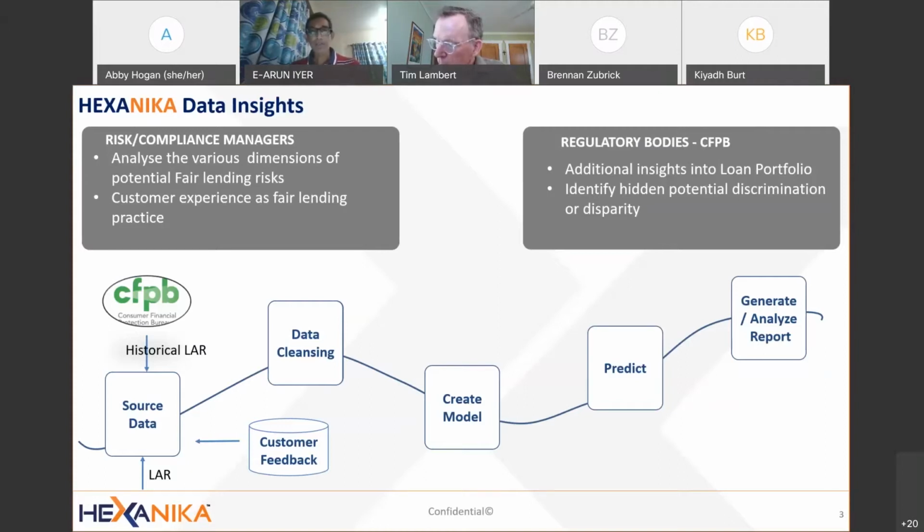One of the key dimensions that we are looking to introduce here is customer experience. And obviously we see the regulator benefiting out of this and being able to get more insights into possible discriminations that are happening. We've been sourcing the CFPB data, and we are marrying it with the customer feedback that we're getting from one of our partners, Greg Ellis's organization, and the LAR data that we capture and maintain within our platform.